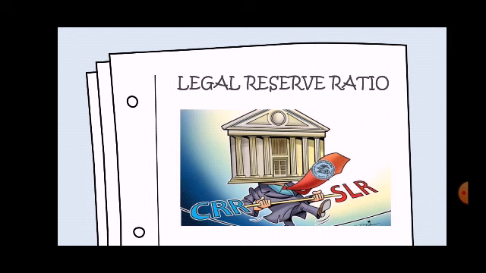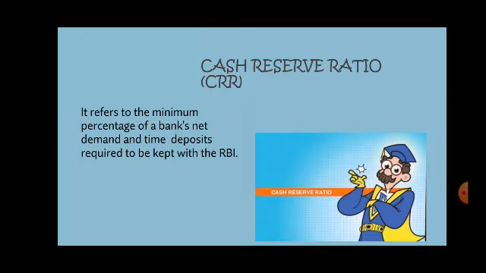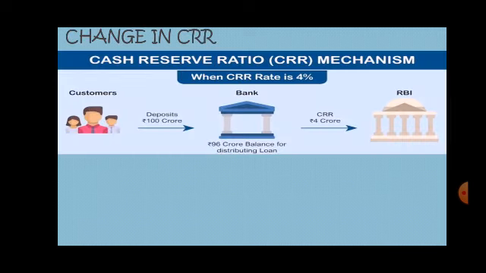ratios, that is CRR and SLR. CRR is the minimum percentage of banks' net time and demand deposits that are to be kept with RBI as reserves. Any change in CRR changes the credit creation ability of commercial banks. Let's see this example.